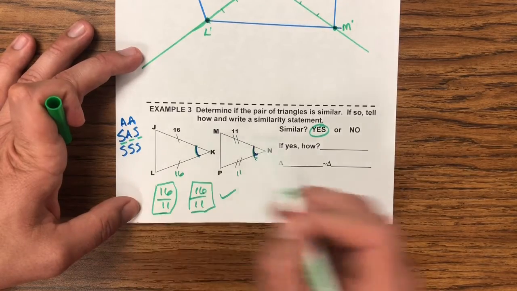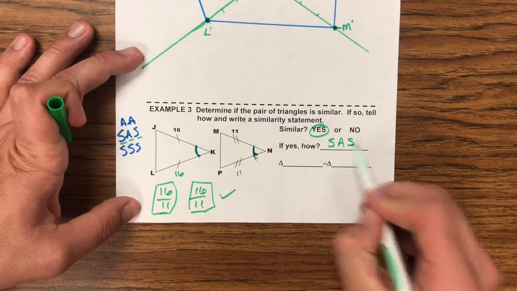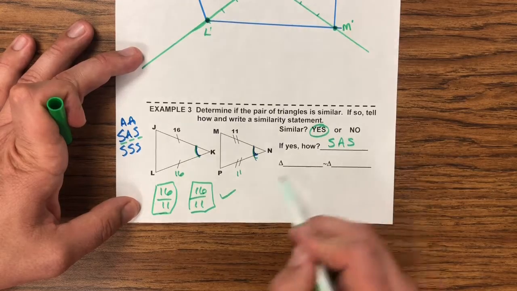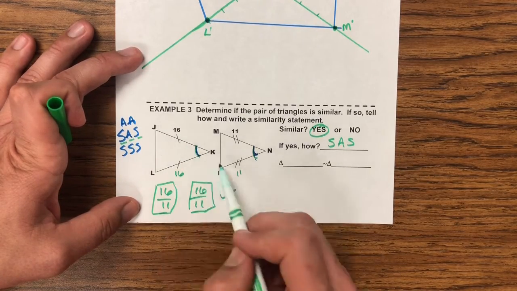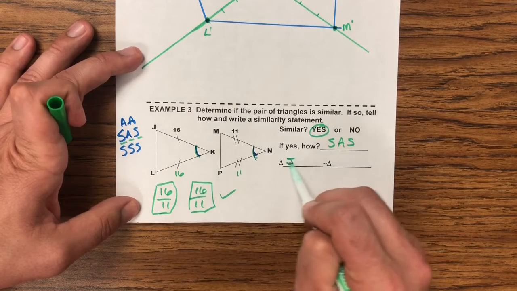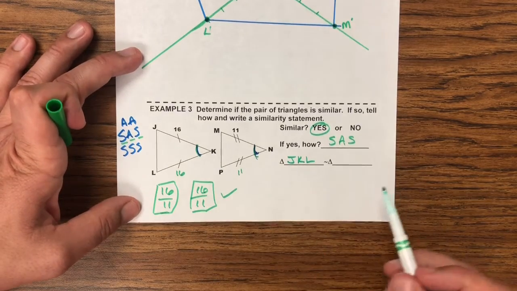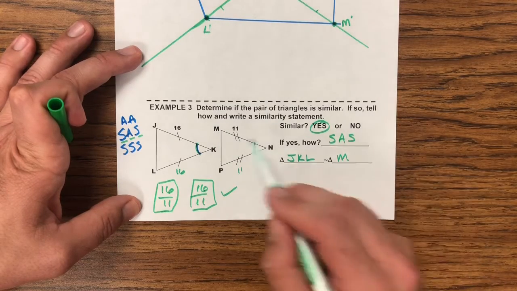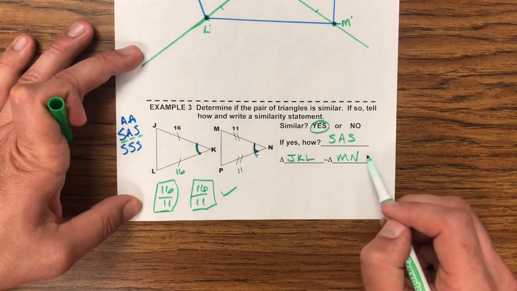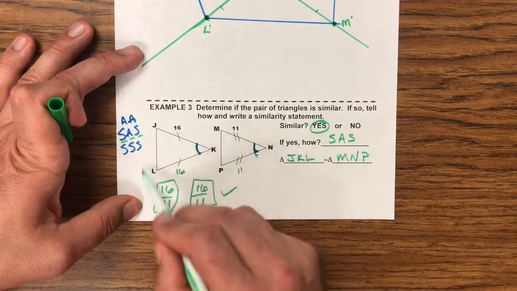So yes. How do we do it? Well, we did side, angle, side. So now we'll talk about how do we name these. Well, the first one, we'll say it's J, K, L. Now remember the last step on this, very important, M, N, P, that the corresponding points have got to go with the corresponding points for the first one.